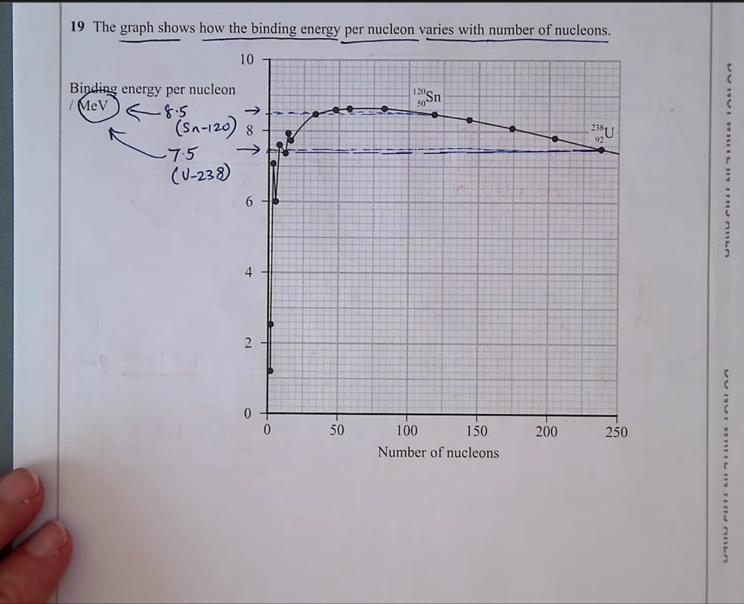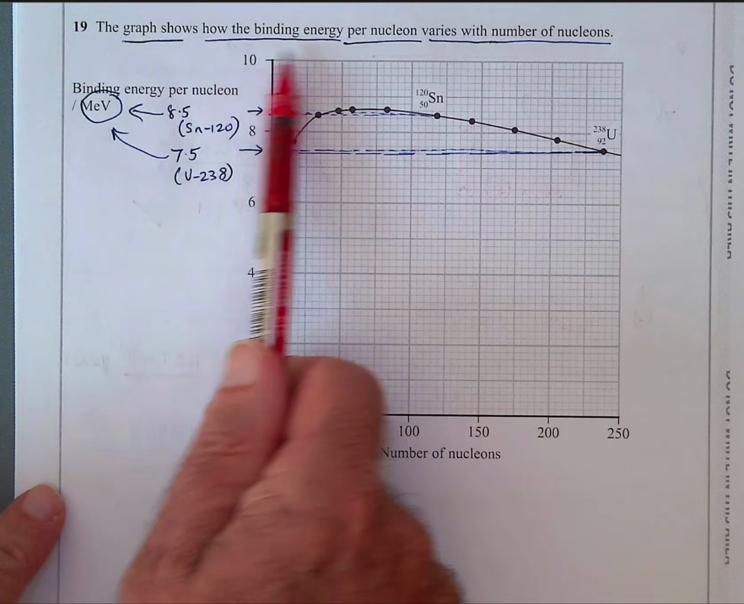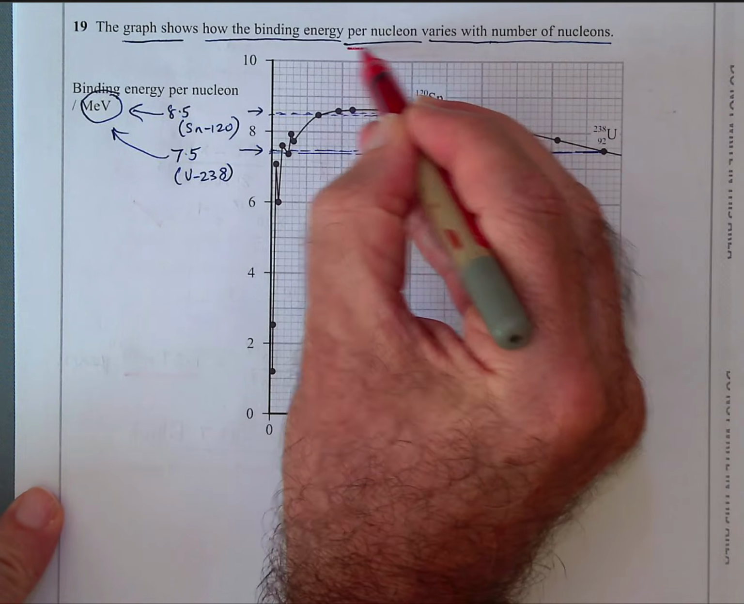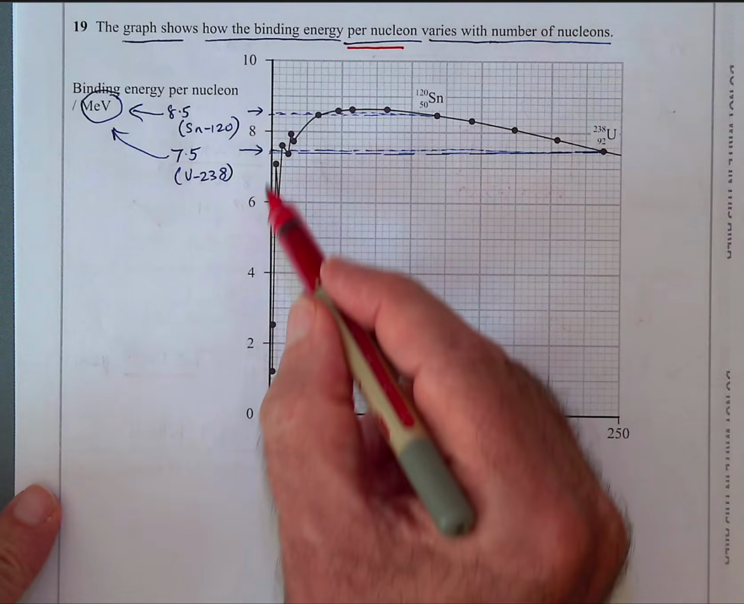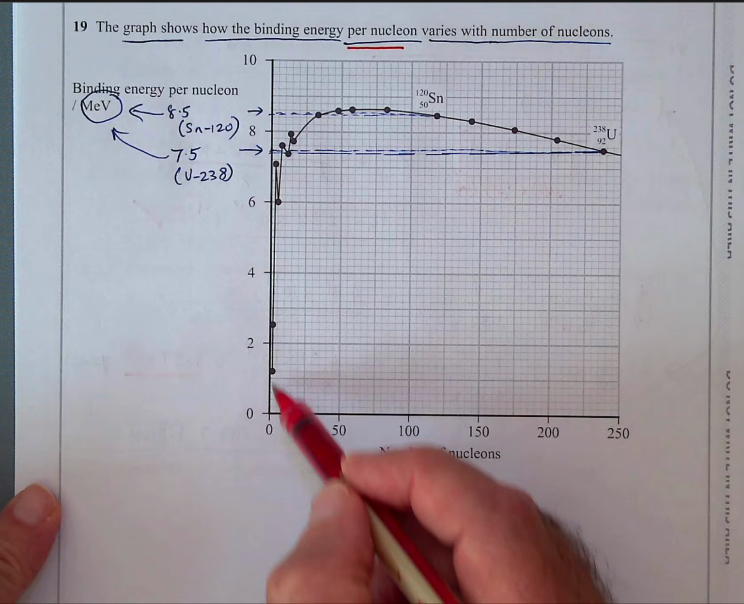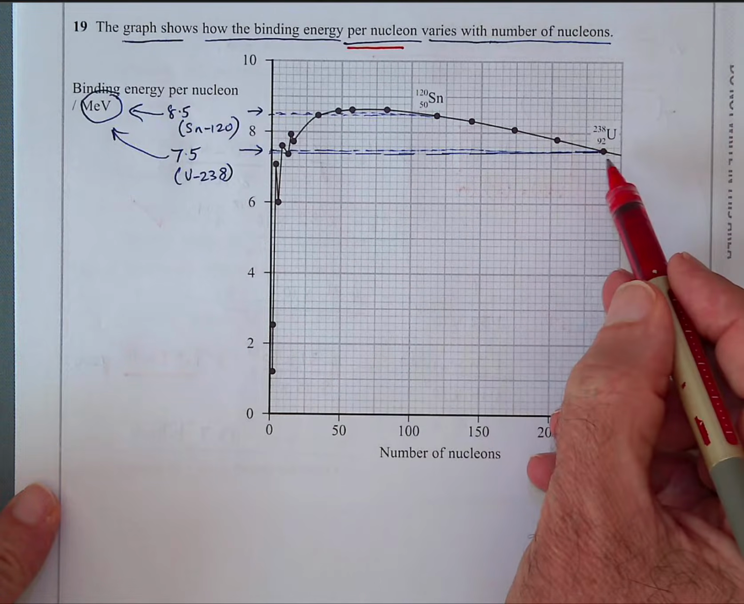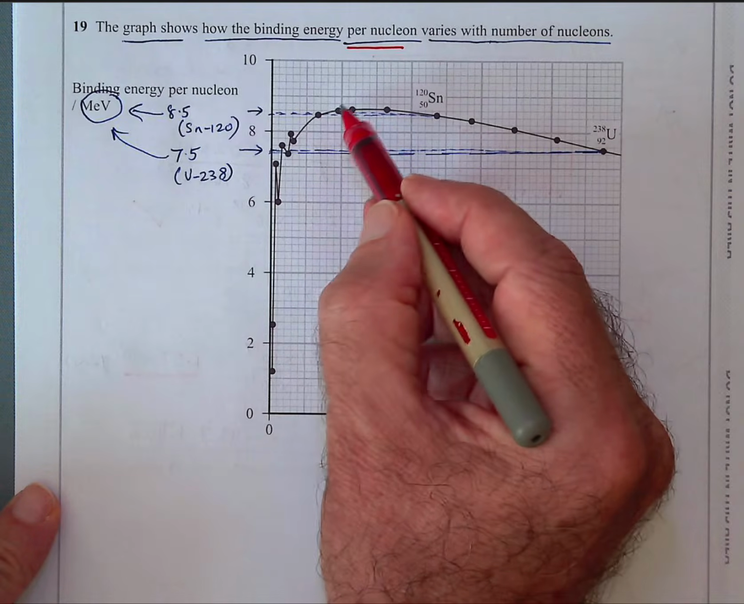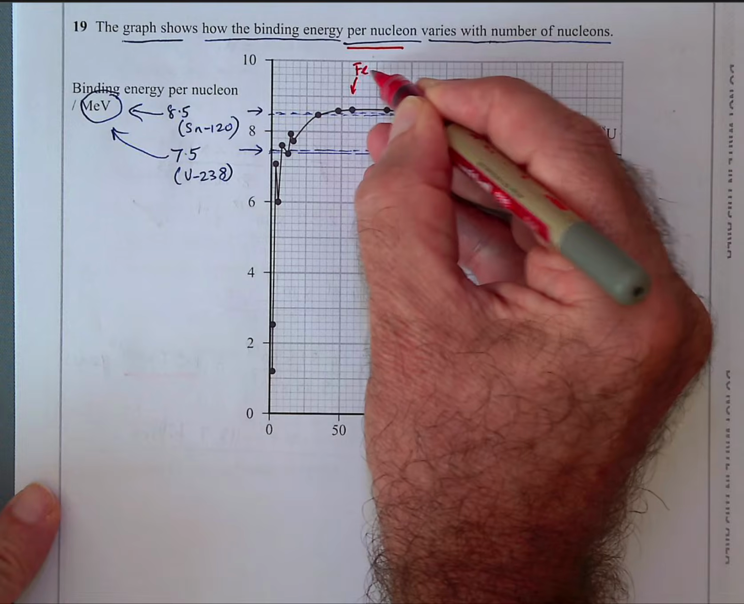Okay, this is a question which I noticed wasn't answered very well in the papers I marked. The graph shows how the binding energy per nucleon varies with the number of nucleons that a nucleus has. So it's basically all the nuclei from hydrogen all the way to uranium on here, and the peak is normally iron, so iron will be around there.